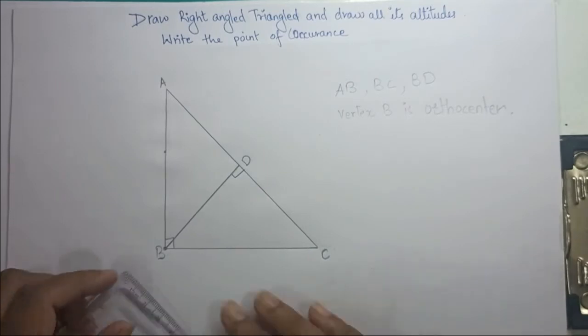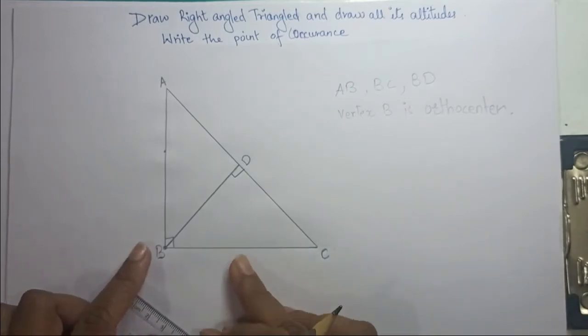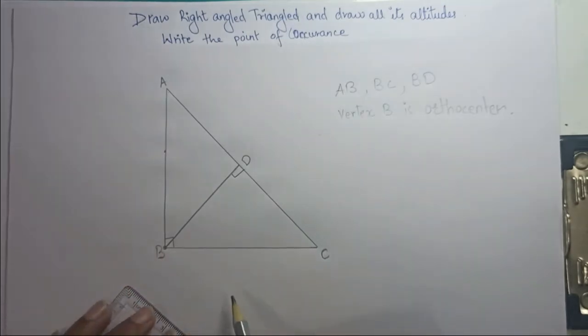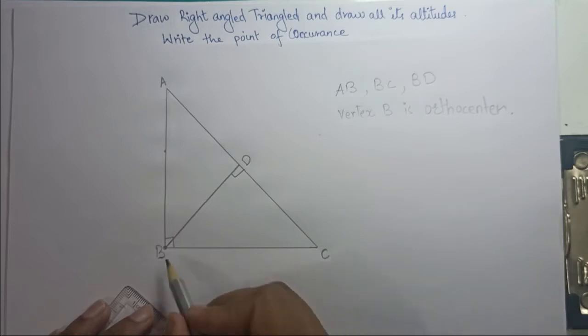Okay children, this is how you draw the altitudes for the right angle triangle. And hence it is proved the orthocenter of a right angle triangle is the vertex of the right angle.